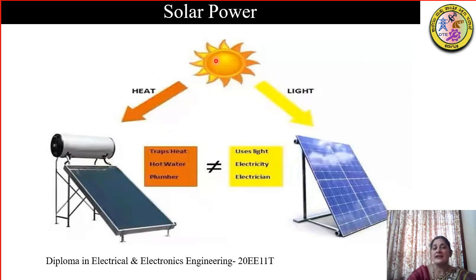So the energy from the sun has got light energy also and heat energy also. And both these forms of energy can be utilized for generation of electricity.